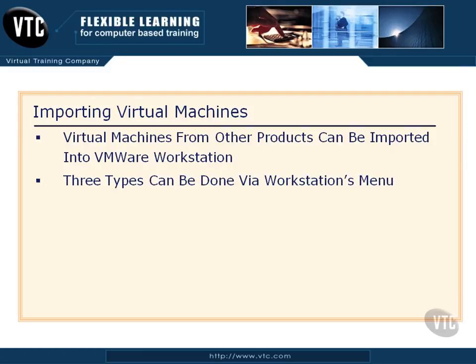Now the good news is virtual machines from other products can be imported into VMware Workstation, and there's 3 types that can be done directly through the Workstation menu, and it will simplify the process and make it painless. The first one, and this is a popular one, is the Windows XP mode virtual machines. This is a virtual machine built on Microsoft's Virtual PC world. It was built into Windows 7 to give you an easy way to run backward compatibility apps that required Windows XP and didn't behave well in Windows 7.